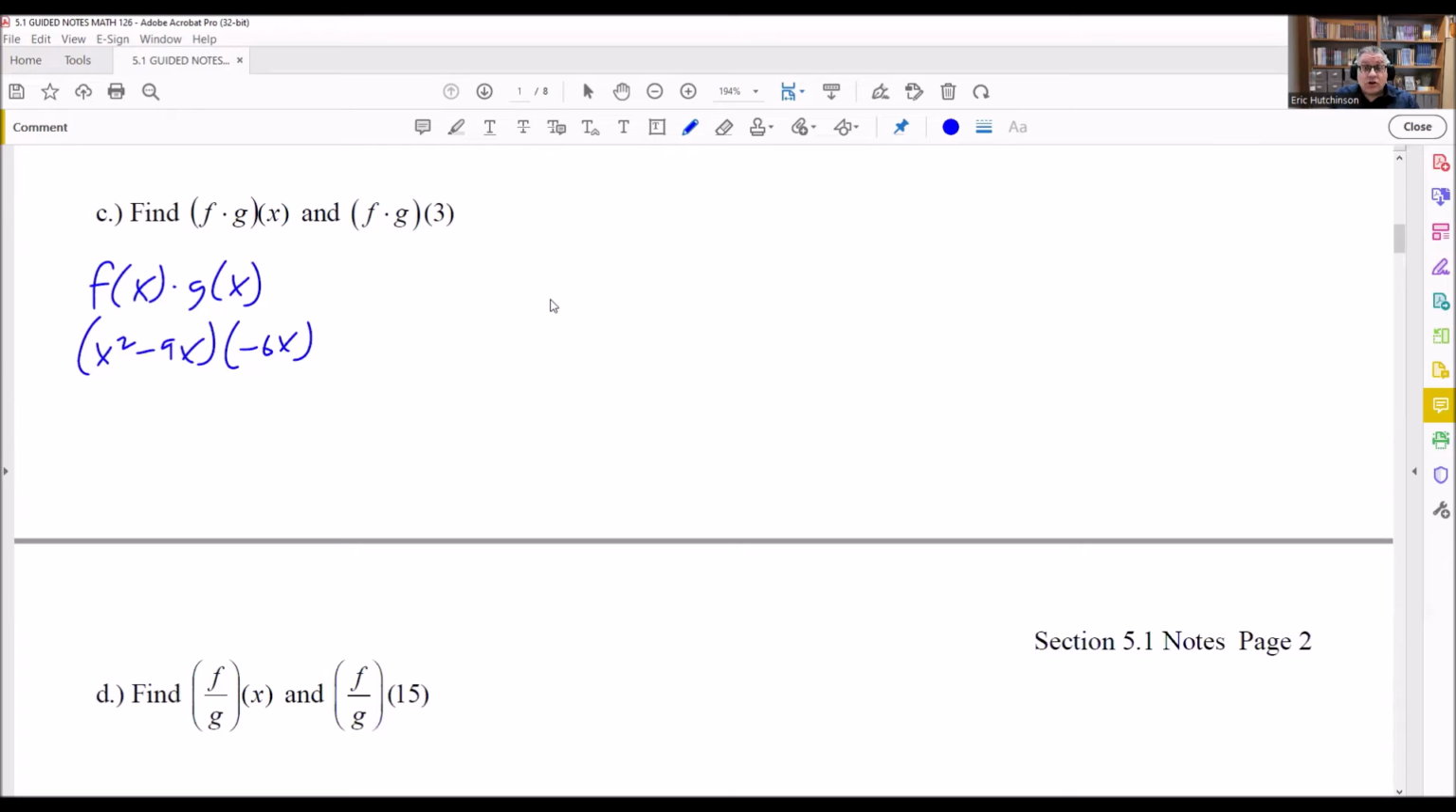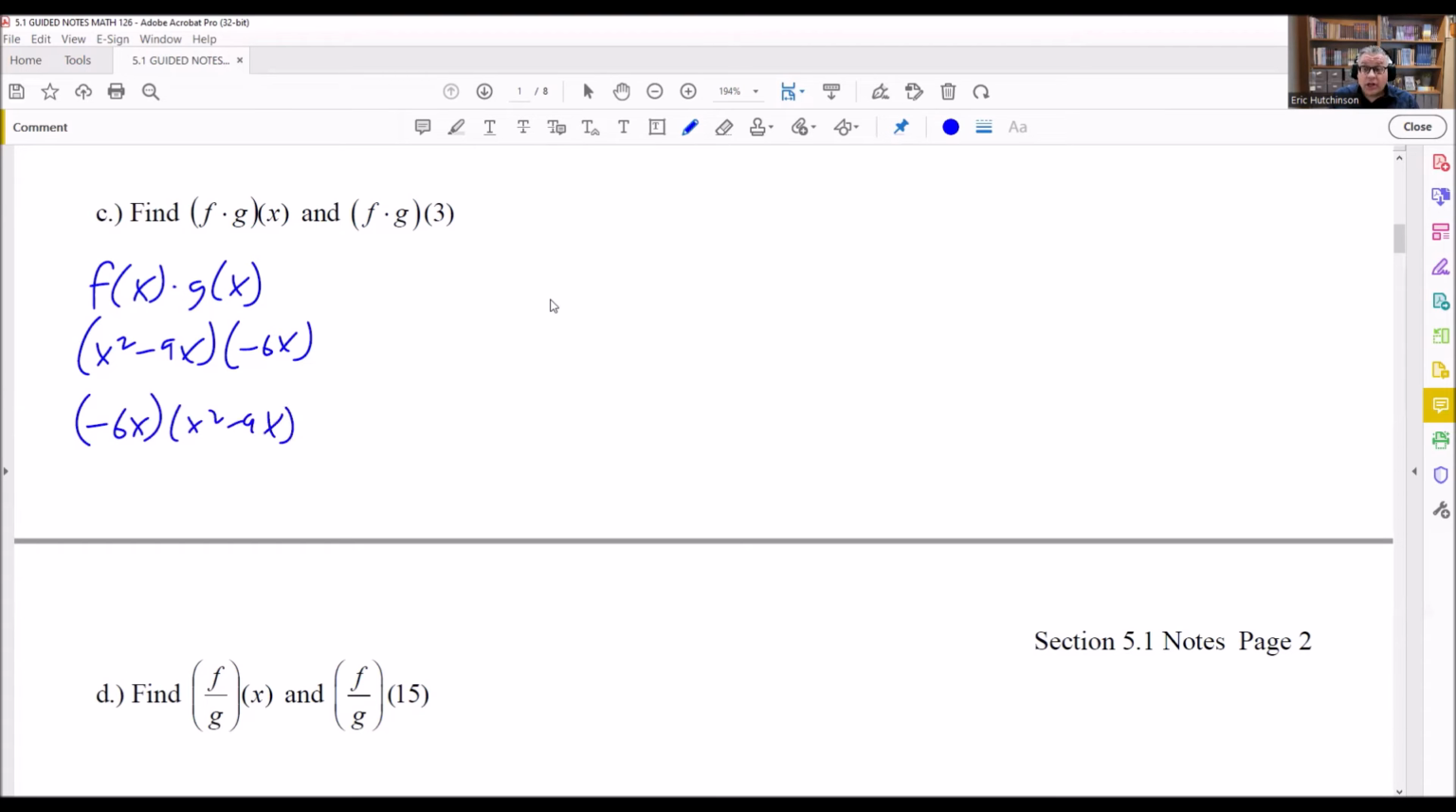Now, multiplication you can do in any order. So if you feel more comfortable having the negative 6 in front, because we are going to have to multiply these through, because in the instructions, it should say something about expanding your answer. So if it says expand your answer, we do want to multiply all this out here. So I'm going to put the negative 6x here.